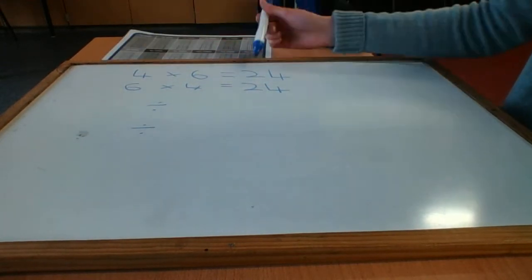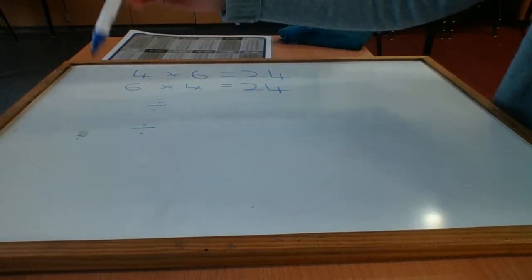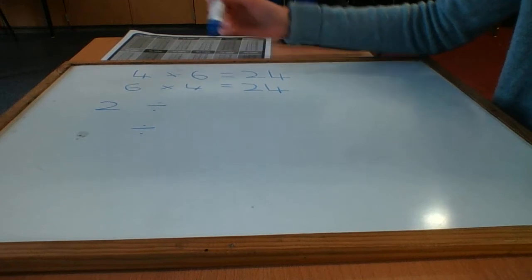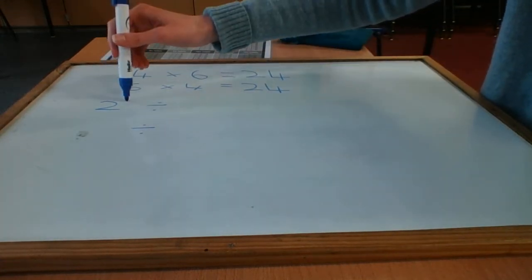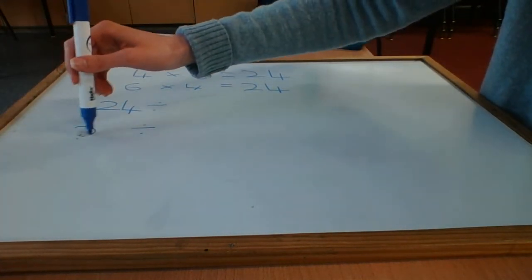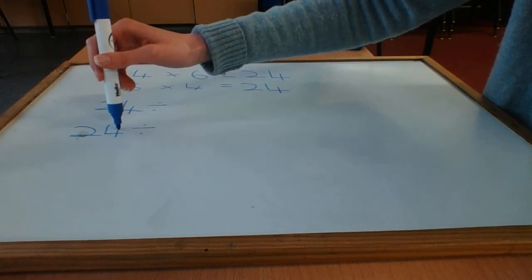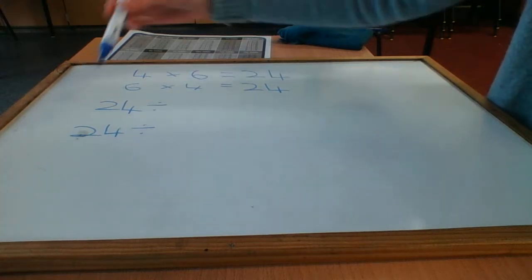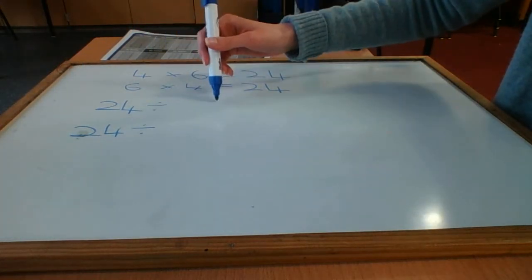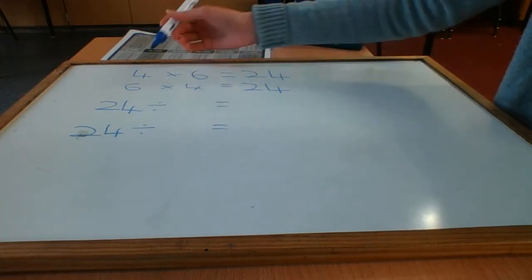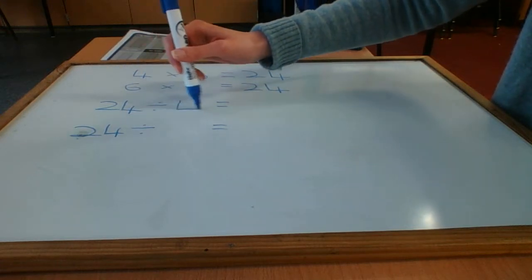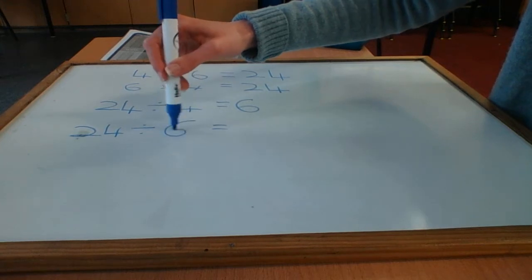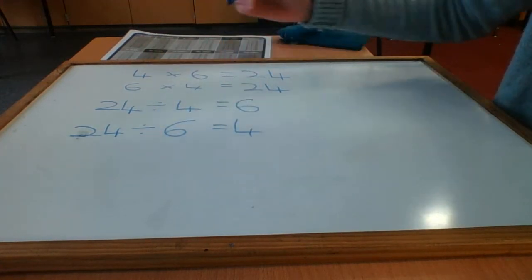Now with division, the largest number always goes first because, well, you can't split 6 up 24 times. We don't know how to do that. So 24, the largest number, always goes first in division. Last in multiplication, first in division. And then we just switch the other 2 numbers around. So 4 and 6. 24 divided by 4 is 6. 24 divided by 6 is 4.